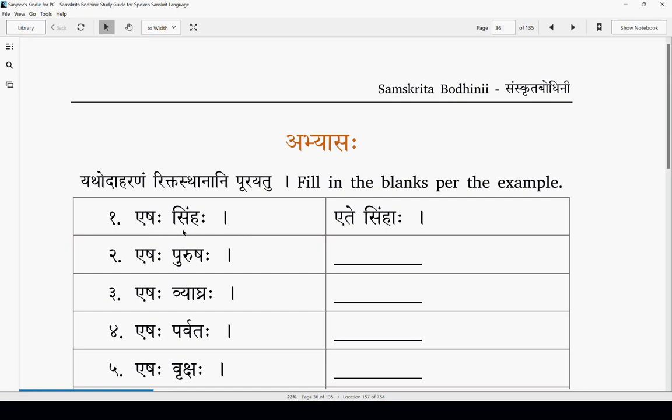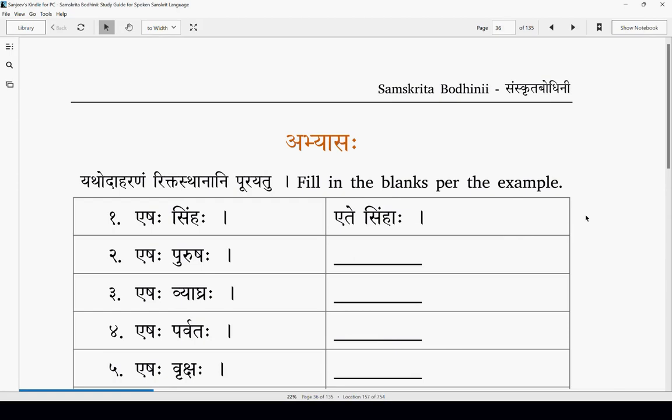We are not using that base word in a sentence. We have to use it with a vibhakti. The Prathama vibhakti here is with the Visarga, Simhaha. And in Bahuvachanam it becomes Simhaha, Purushaha, Vyaghraha, Parvataha, Rukshaha, etc. Now this is for words whose base word is ending in a.